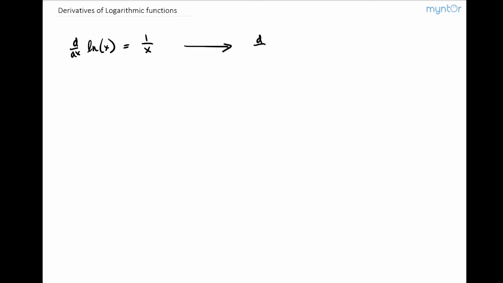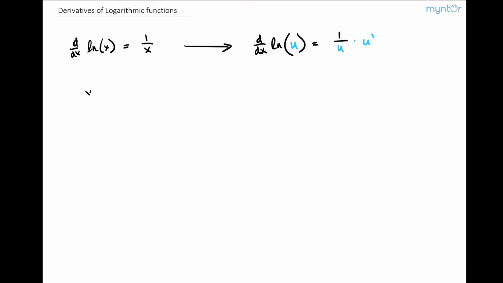if we were asked to take the derivative of the natural log of, say, a function, and we're going to call that function u, just like we did in the previous example, this is going to be equal to 1 over u times the derivative of u. So let's run through a quick example.